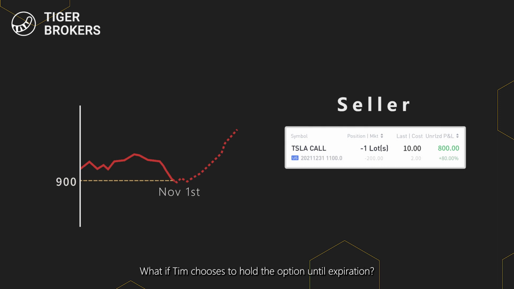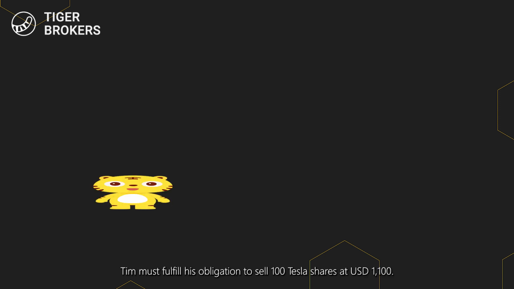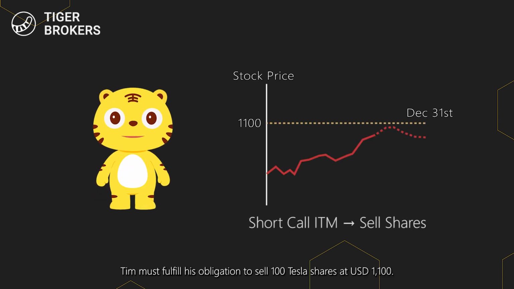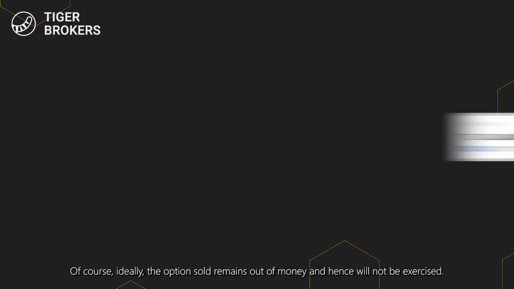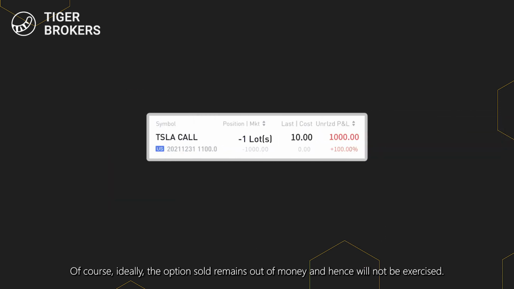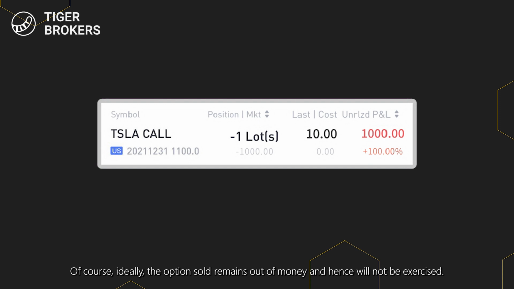What if Tim chooses to hold the option until expiration? Obviously, if the call sold by Tim becomes in the money upon expiration, Tim must fulfill his obligation to sell 100 Tesla shares at $1,100. If a put is sold instead of a call, he must buy the shares at the strike price. Of course, ideally the option sold remains out of the money and hence will not be exercised. Tim pockets the premium and his obligations expire.